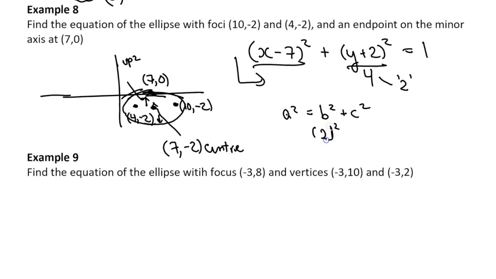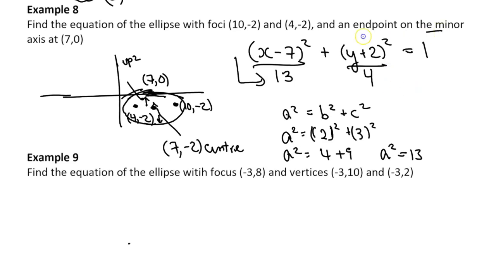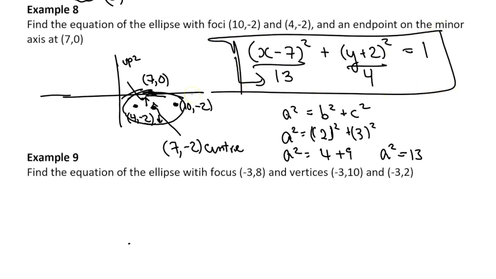And we know that our c value, from our center, we went 3 to the left and 3 to the right, so we would say our c value is going to be 3. And then we could find out what the value of a squared is going to be. So a squared is going to be 4 plus 9, so a squared is going to be 13. And that would be the equation of that ellipse.